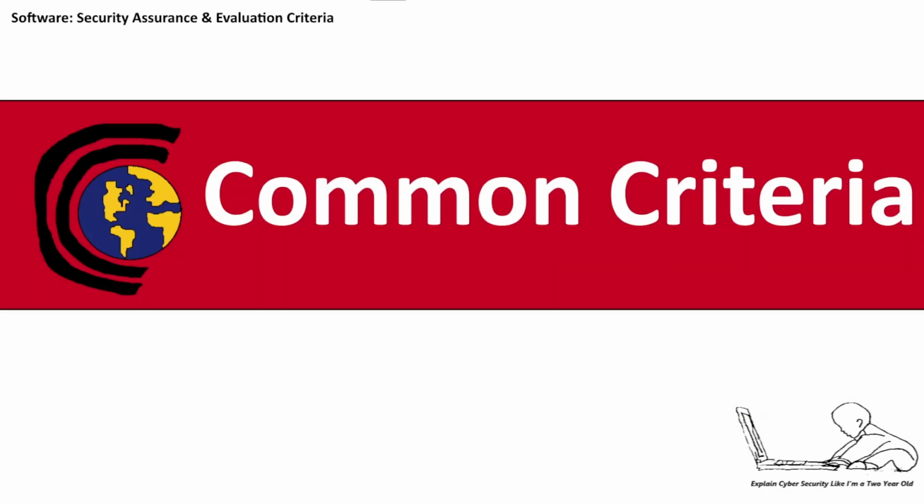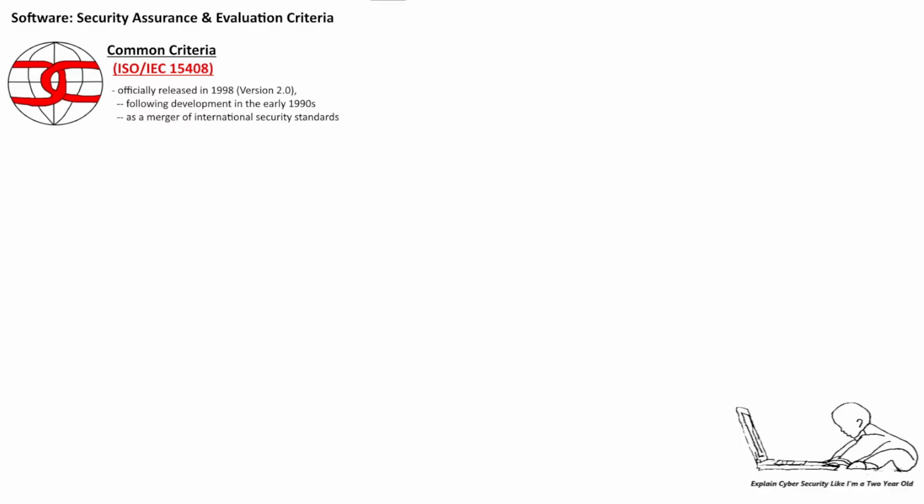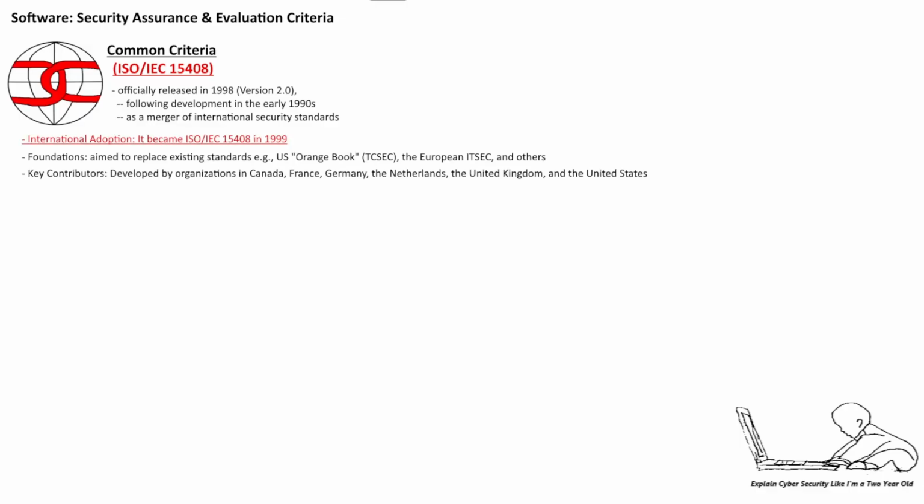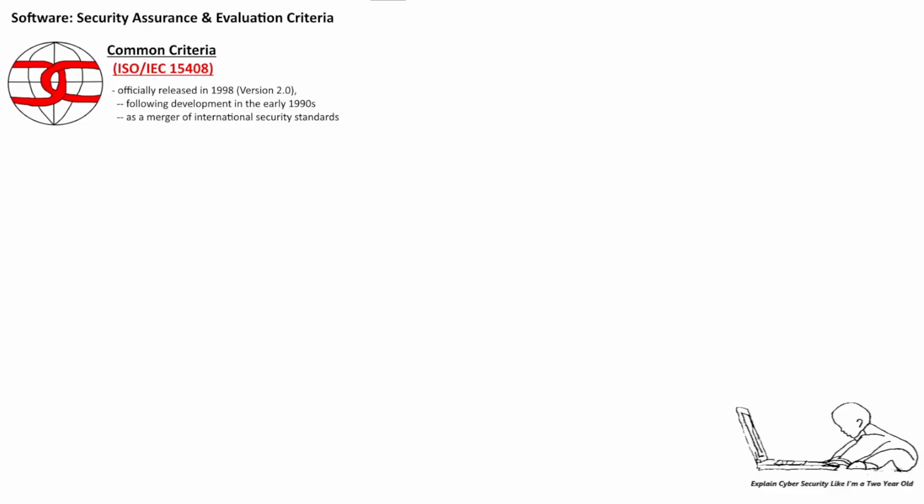So with that said, let's do a technical deep dive into the Common Criteria. Now, to set the scene, the Common Criteria was officially released in 1998. However, development was ongoing since the early 1990s. Because remember, as mentioned earlier, there were various standards across the world that needed to be amalgamated, and this is what the purpose of the Common Criteria was. And so in 1999, the Common Criteria became internationally adopted under the ISO IEC 15408.